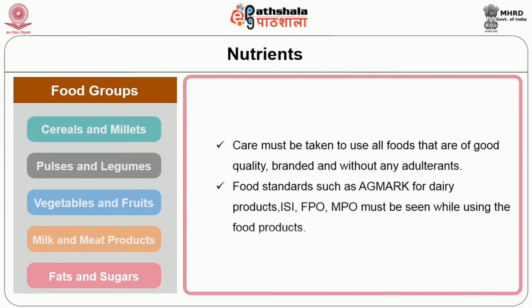Care must be taken to use all these food groups, namely the cereals and millets, pulses and legumes, milk and meat products, vegetables and fruits, and fats and sugars, and care must be taken to use good quality products, that is branded ones without any adulterants. Food standards such as AGMARK for dairy products, ISI, FPO, MPO, the Fruit Products Order and Meat Products Order must be seen while purchasing the food products for use at home and other purposes.